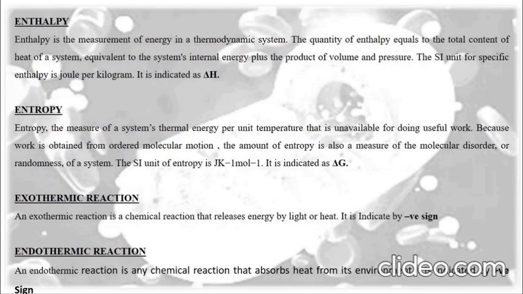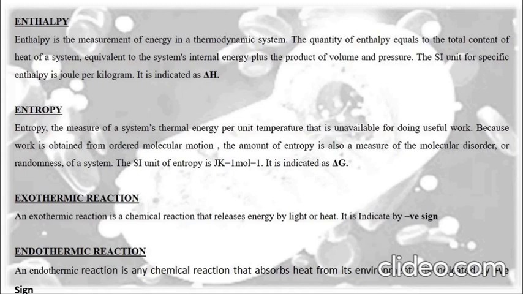What is enthalpy? Enthalpy is a measurement of energy in a thermodynamic system. The quantity of enthalpy equals the total heat content of a system, equivalent to the system's internal energy plus the product of volume and pressure. The SI unit for specific enthalpy is joules per kilogram. It is always indicated as delta H.